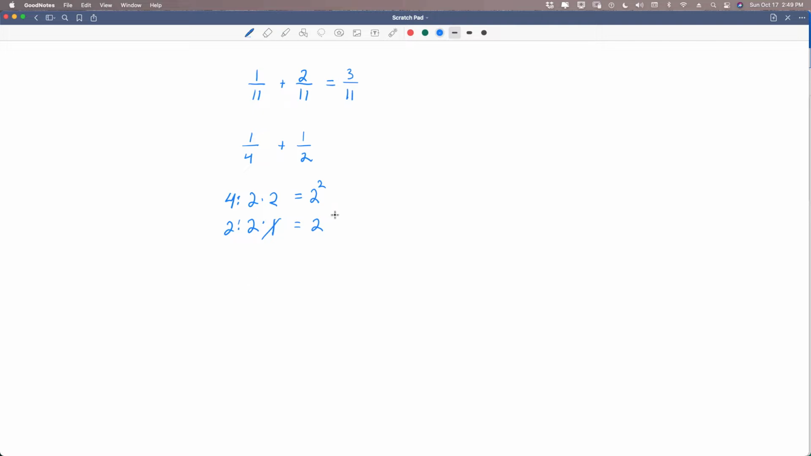So we always take the highest exponent of every base. So in this case, the highest exponent is 2 squared, which equals 4. We don't take this one because it only has an exponent of 1. So 4 is going to be our least common multiple, which also equals our common denominator, or our CD. So this is what we're going to find for each one of these.